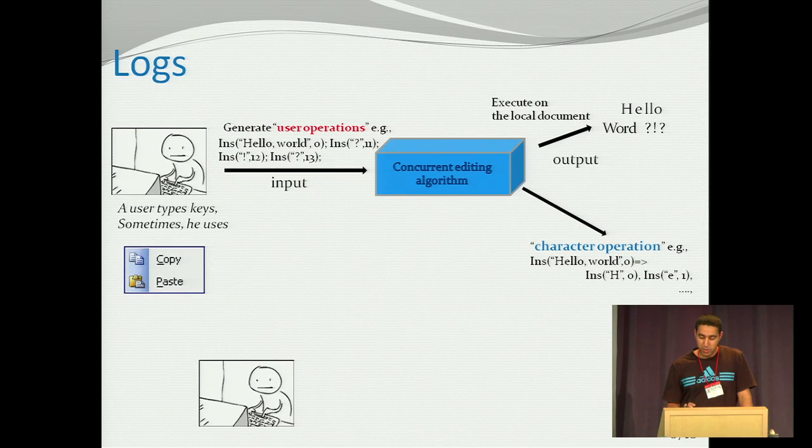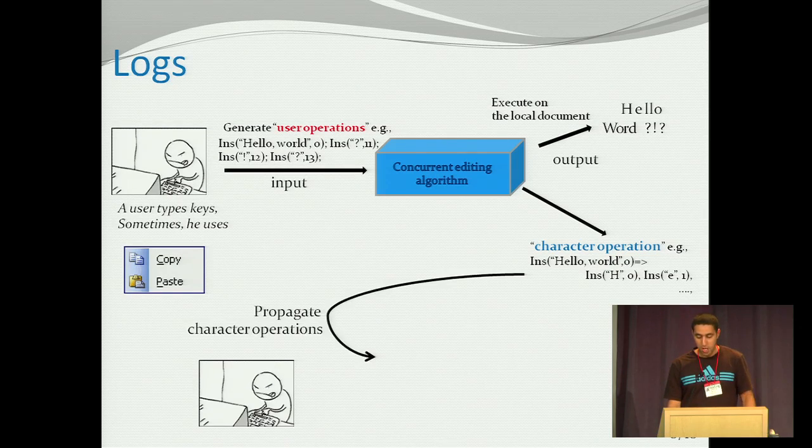These specific algorithms transform a user operation into one or more specific operations called character operations. For example, insert "hello world" at position 0 is transformed into insert H at position 0, insert E at position 1, insert L at position 2, etc. Character by character.